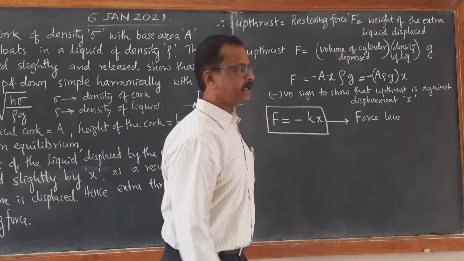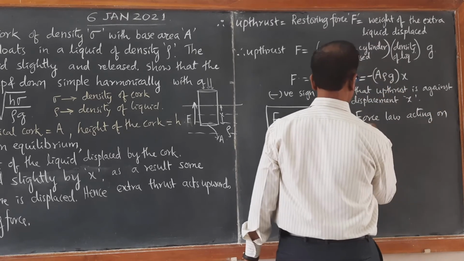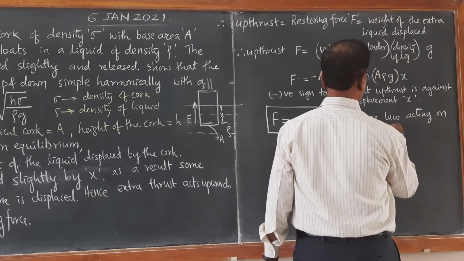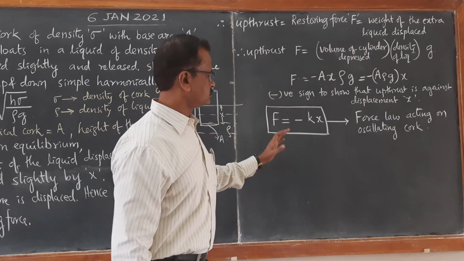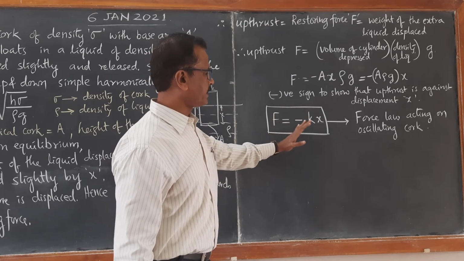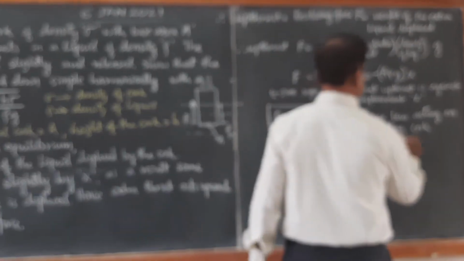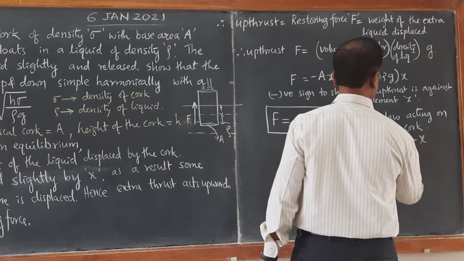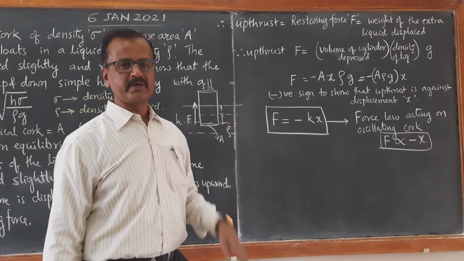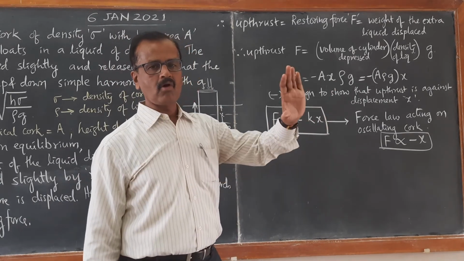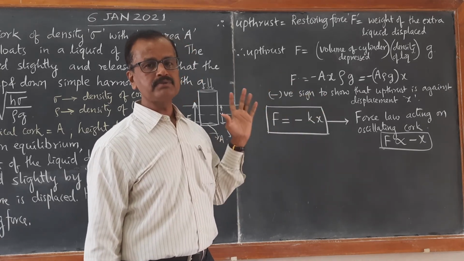Force law acting on the oscillating cork: F is equal to minus kx. So force is directly proportional to the negative of x. This shows that the cork oscillates simple harmonically. This is the condition for any object to have simple harmonic motion.